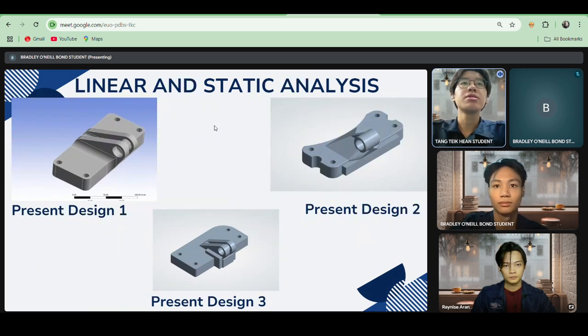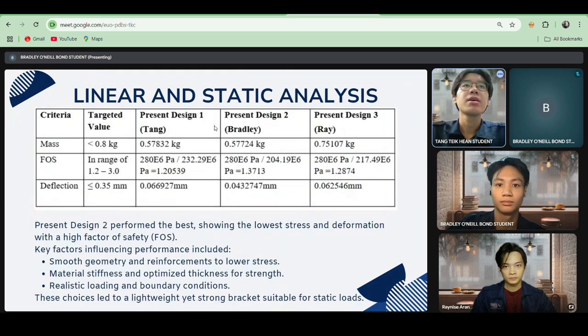Next. The tree diagram shows that we designed three different designs of the aircraft engine bracket. Next. The table shows the comparison between the three designs. Design one shows a mass of 0.57832 kilogram, and design two shows the lightest mass among the three designs, which is 0.57724 kilogram, and design three shows the highest and heaviest mass among the three designs, which is 0.75107 kilogram.